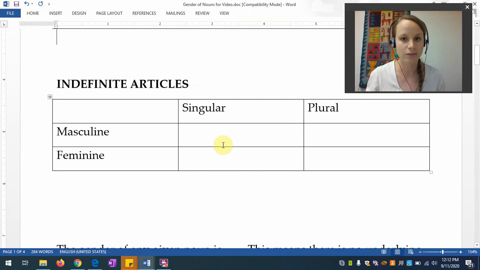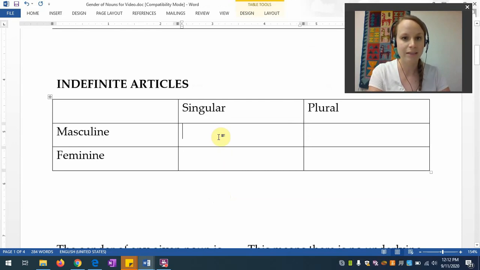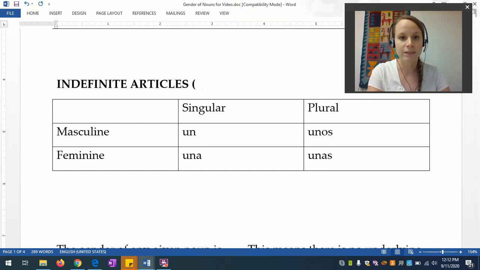Our indefinite articles. Masculine singular is un and plural is unos. Feminine singular una, feminine plural unas. These are the equivalent of the singular a for un and una, and then some or maybe a few for that plural. If I said like some dogs, I'd say unos perros.